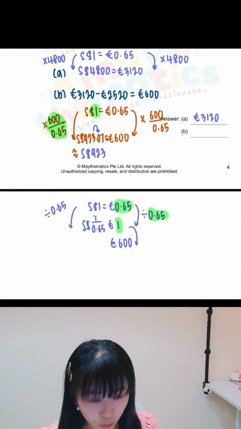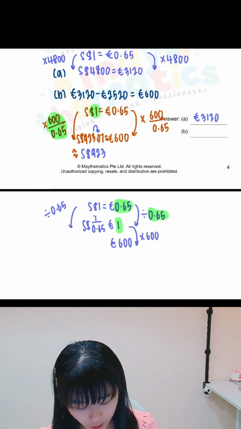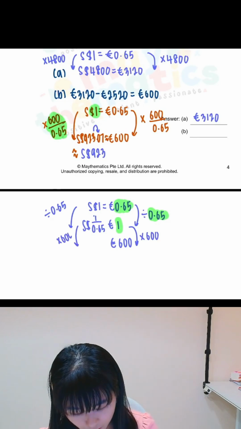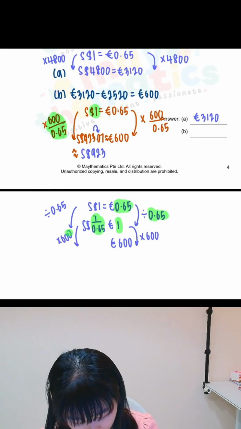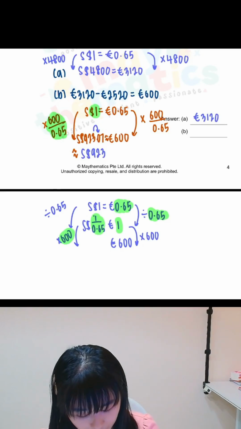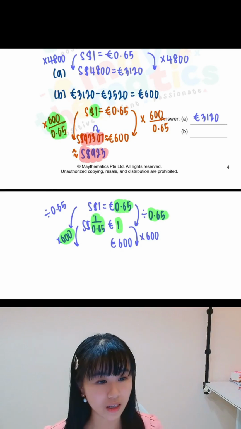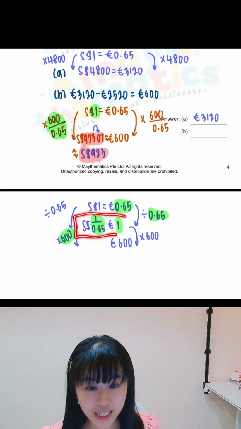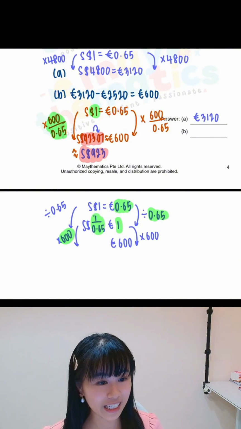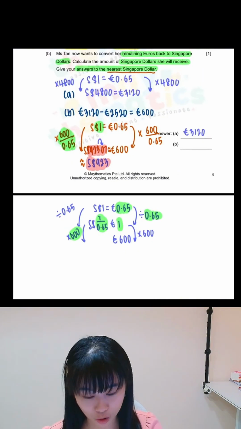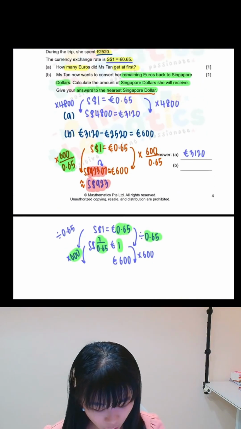Then from 1 to 600, you times 600. So you times 600 here. If you take this times this, you will get back the same answer here. And if you round off to the nearest dollar, you will also get back this. But this is the extra step that you do. You want a screenshot? Can screenshot. So that's how you get your Singapore dollar here, which is $923.